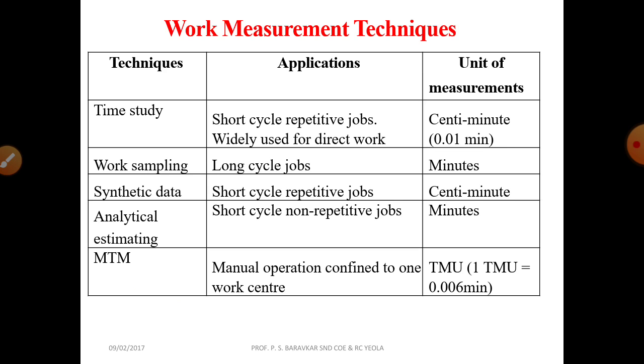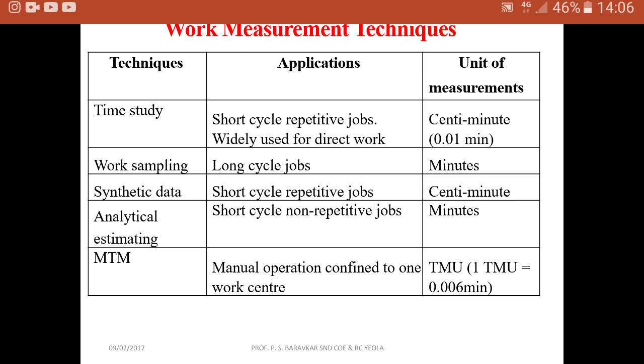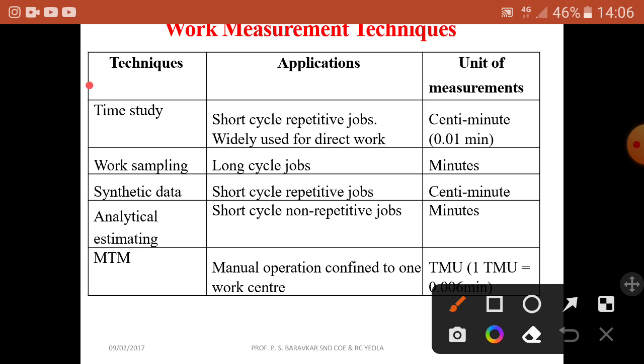So next, this chart or table shows techniques, applications and units of measurement for work measurement. The first column is the technique, after that applications, then units of measurement. The first technique is time study. Its application is short cycle repetitive jobs, widely used for direct work. The unit of measurement is the centiminute.